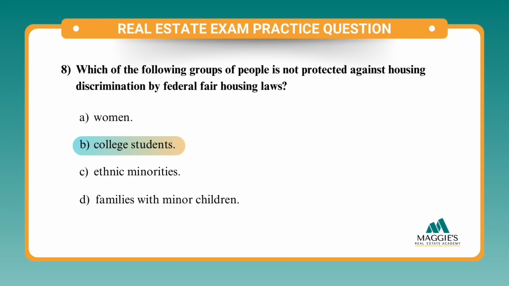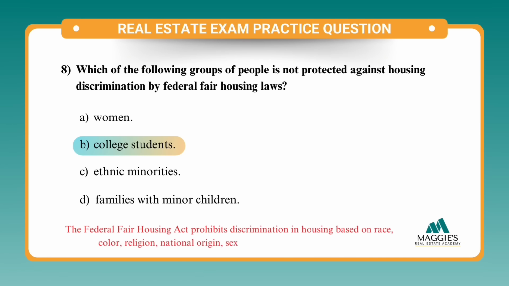All right, let's talk about the federal fair housing laws. Remember, these laws prohibit discrimination in housing based on certain protected characteristics. These laws aim to ensure equal housing opportunities for all individuals and prevent discrimination based on factors like race, color, religion, national origin, sex, familial status, and disability. Now, let's discuss why college students are not specifically protected under federal fair housing laws.